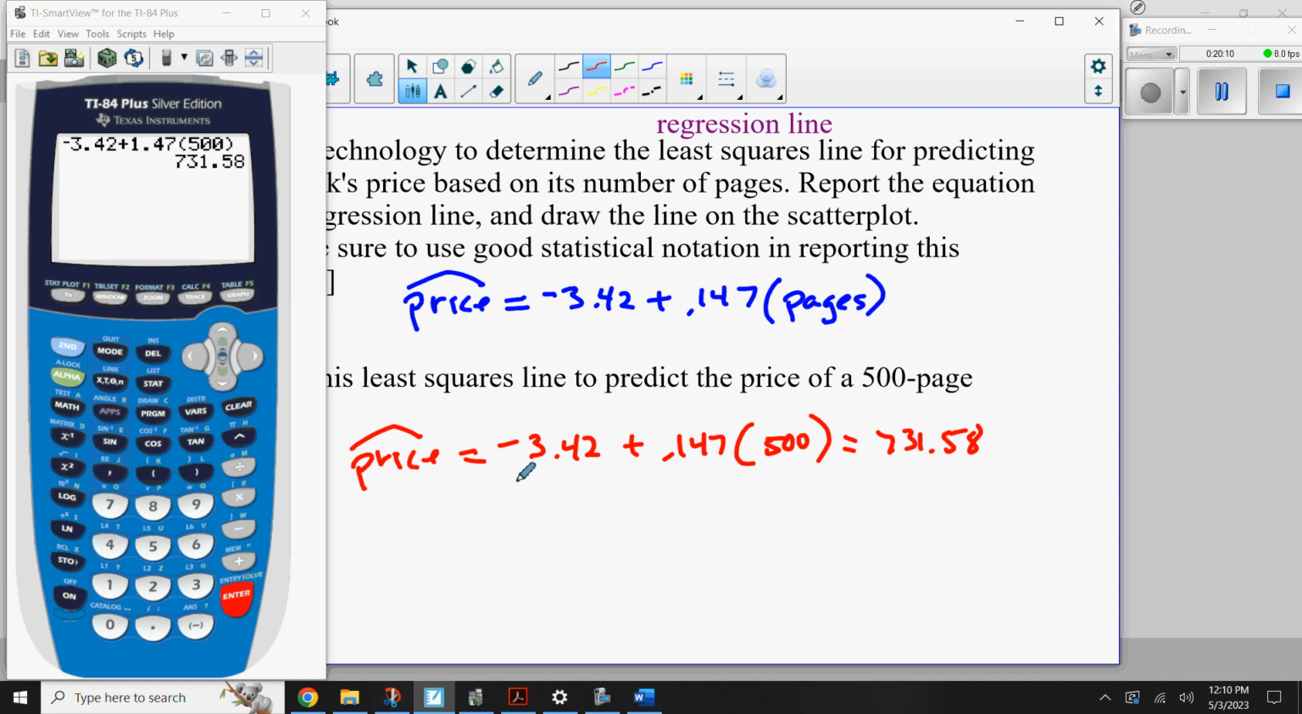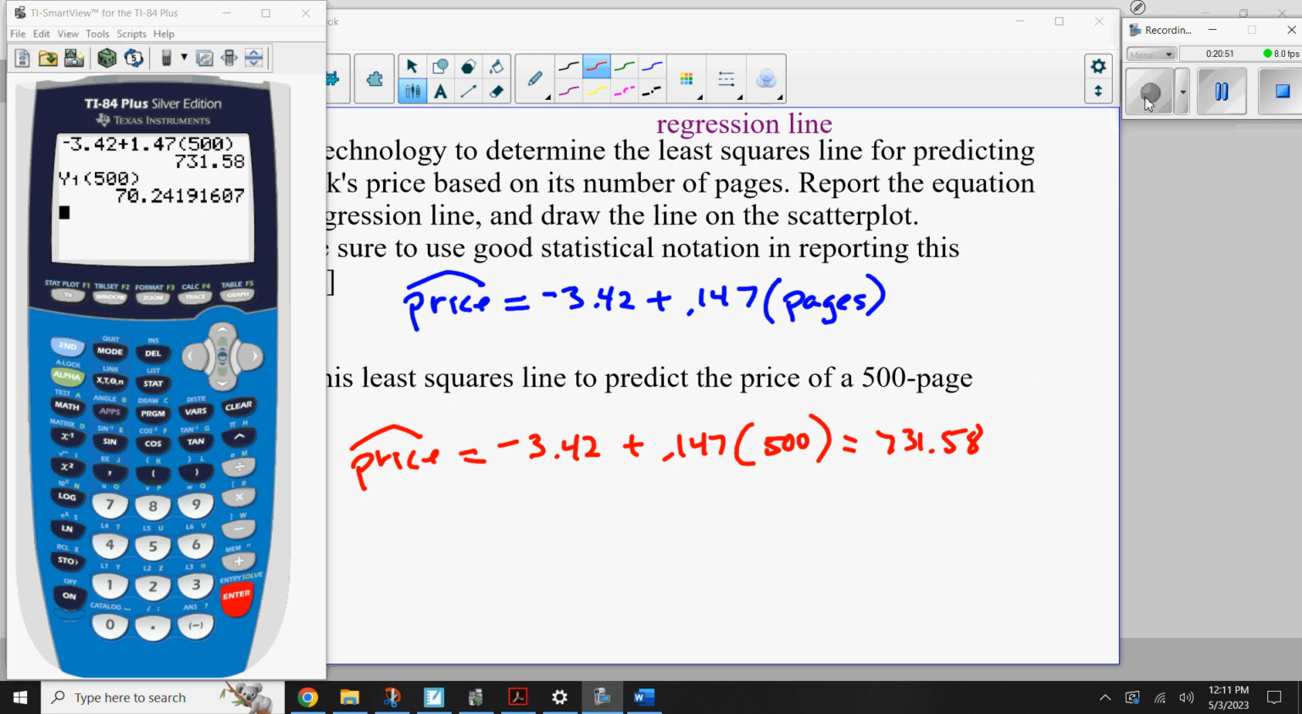Another easier way to do it is, since I have the equation in my calculator already, I'm going to go alpha F4. I'm going to select Y1. And so my calculator is saying, okay, you want me to do something with function Y1. What is it you want me to do? Well, I want you to evaluate that function for 500 pages. And I press enter, and I get a completely different number. I get a number that makes more sense, don't I?